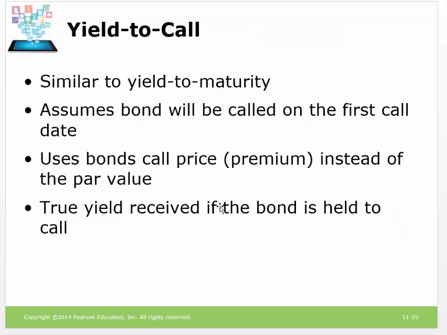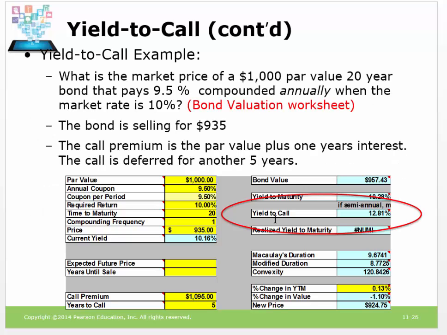Yield to call. It's very similar. It assumes, though, that a bond is going to be called on the very first call date that it can be called. It uses what's referred to as the call price or premium instead of the par value, right? So again, this is considered to be the true yield that's received if the bond is held to this call date. So let's look at the information.